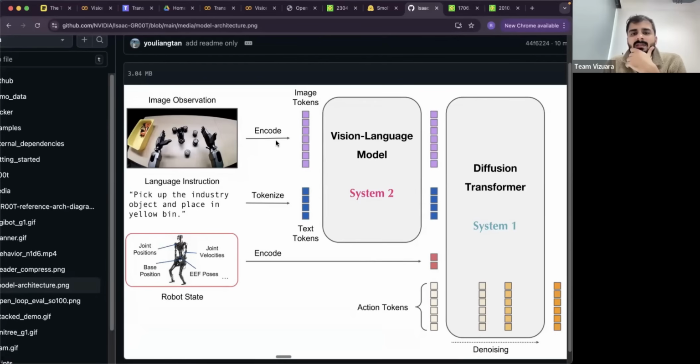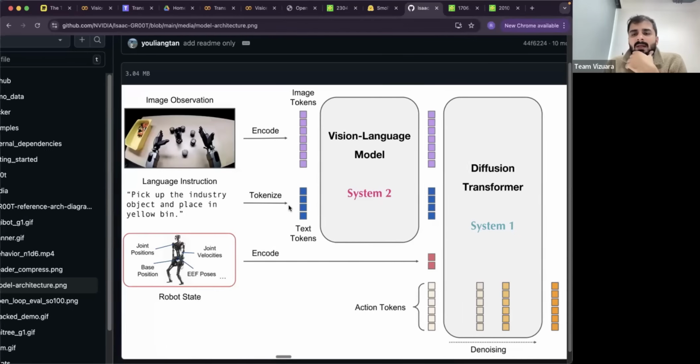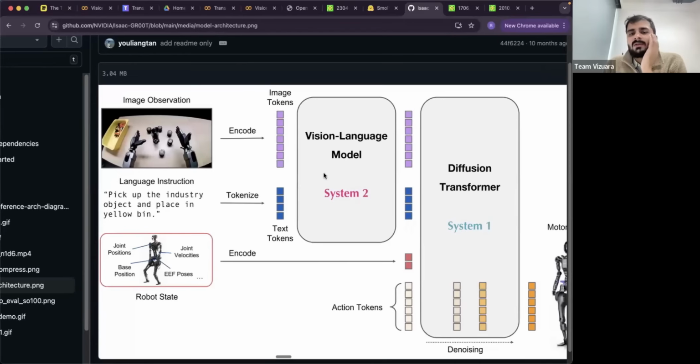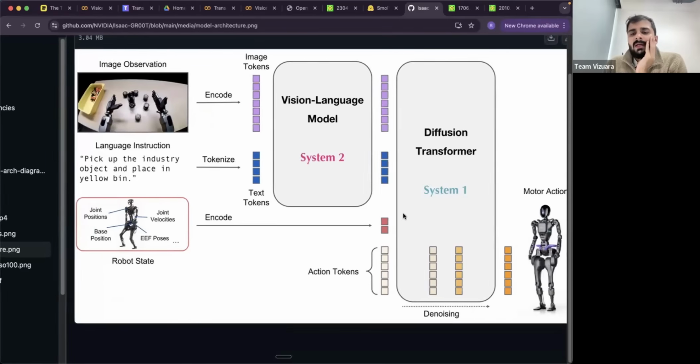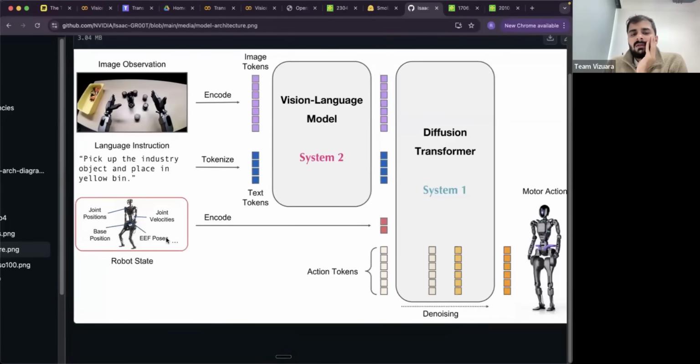So the images are encoded. I think they might be applying some patch embedding over here. Image tokens and text tokens, you see it's tokenized, and it is passed through a vision language model, which is most probably a vision transformer like system we looked at before. So they would have a CLS token here, which the output we will get as a context. And the robot states they are embedding separately.